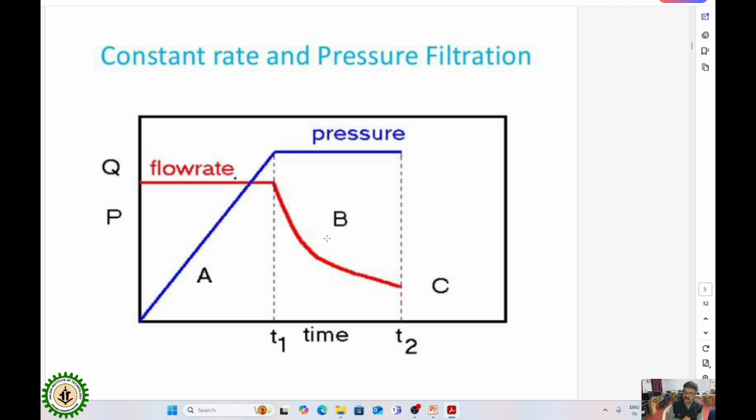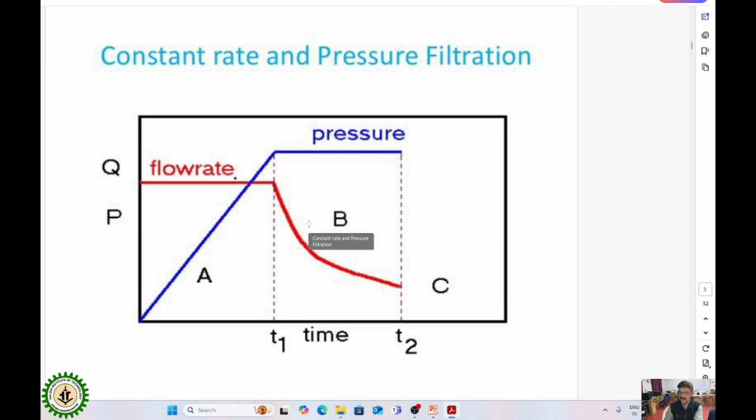So if we want to keep the process at constant pressure gradient, then we have to keep the delta P constant across the filtering media. But in that case, if we keep the value of delta P constant throughout, then the rate of filtrate coming out will be gradually decreasing, and this is actually this one, isn't it? If we keep the pressure constant, then the rate of filtrate coming out will be gradually decreasing with this red line.